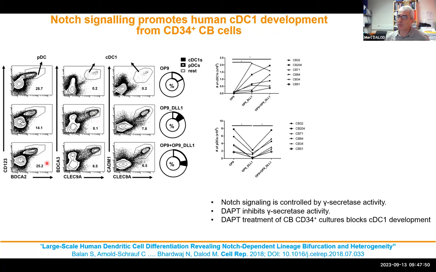And if you mix the two, you manage to preserve the very good pDC differentiation and have a very good cDC1 differentiation, which is illustrated here. When you take the two feeders together, you have a very good cDC1 differentiation, contrary to if you use only OP9, and you restore a better pDC differentiation as compared to if you use OP9 DLL1. And we could pharmacologically show that Notch signaling is actually key for human cDC1 differentiation in those cultures.